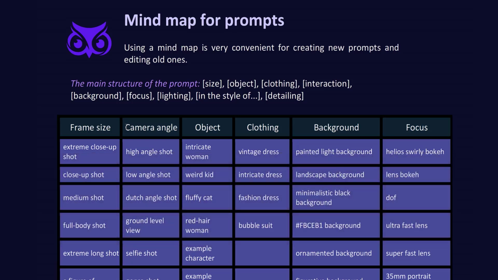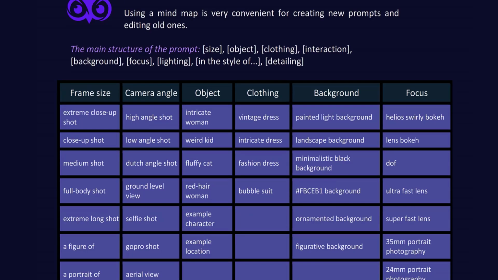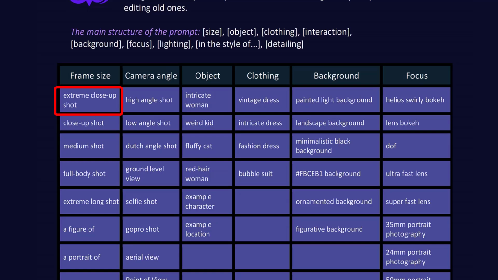Here you can specify different parameters. Frame granularity. For example, extreme close-up or just close-up. Camera angle. For example, a high-angle shot or a ground-level view. Object. For example, intricate woman, fluffy cat. Clothing. Vintage, fashion.